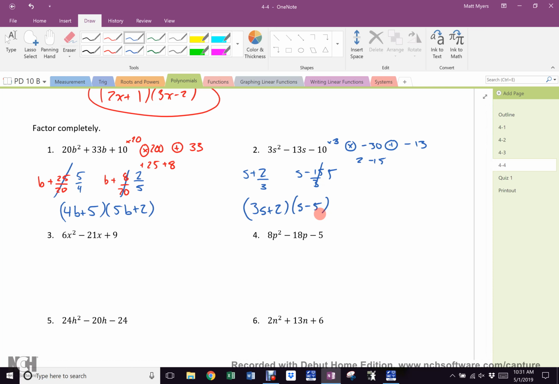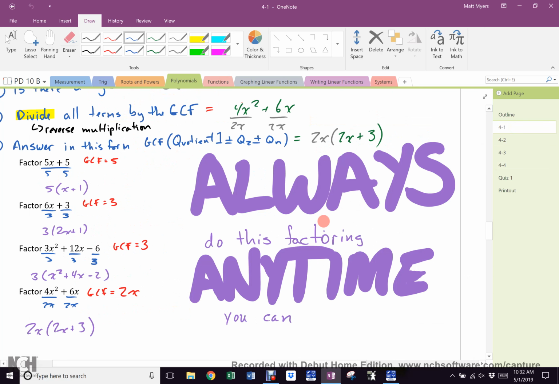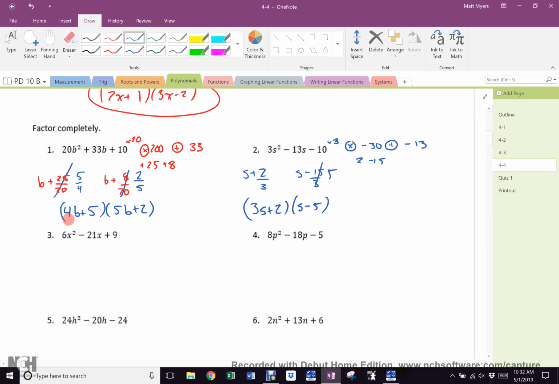Did I do it right? I think so. Of course I did. 3s times s is 3s squared. 2 times negative 5 is negative 10. Boom. What are you going to do with 3? Find something that times 2. No, you're not, because you're going to do this. Like I have told you 1,000 times. What's coming out of there? 3.